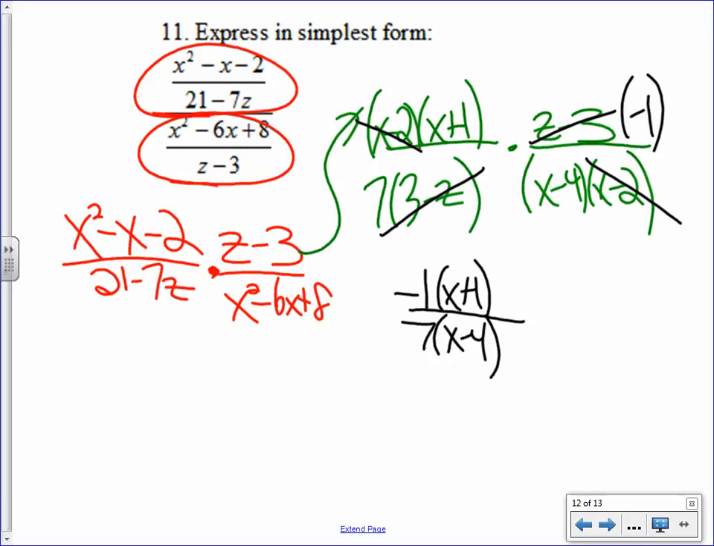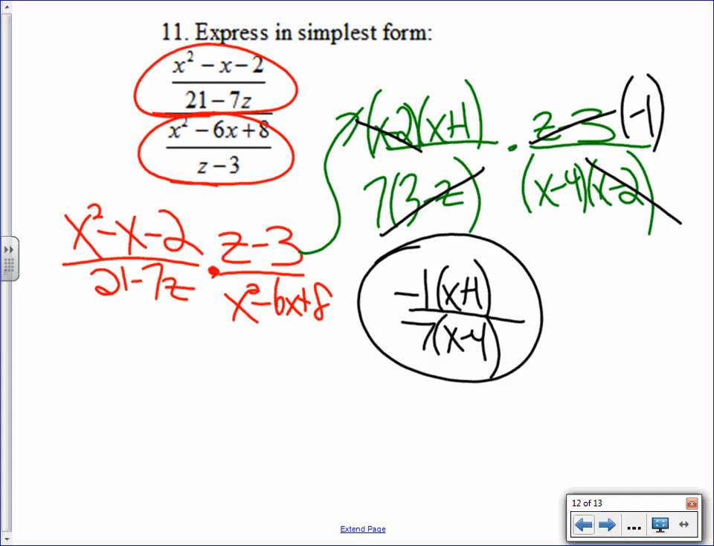You could distribute them if you like, or you can leave it. I prefer you to leave it in factored form, because if you miss something, you'll find it if it's still in factored form. That's it.